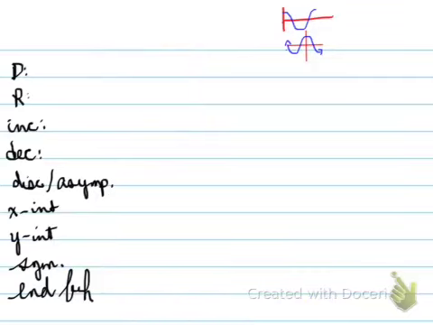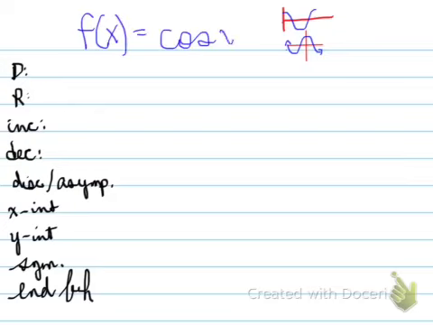Okay, so for this function, this is the cosine function. What we're doing is looking at the domain and range of the cosine function. Then we will examine the sine function. The cosine function has the domain from negative infinity to positive infinity. It goes on forever and ever in both directions.